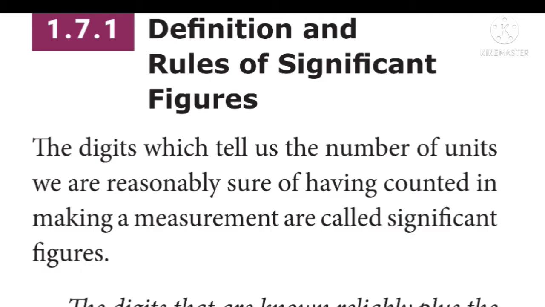The digits which tell us the number of units we are reasonably sure of having counted in making a measurement are called significant figures. Once again, the digits which tell us the number of units we are reasonably sure of having counted in making a measurement are called significant figures.